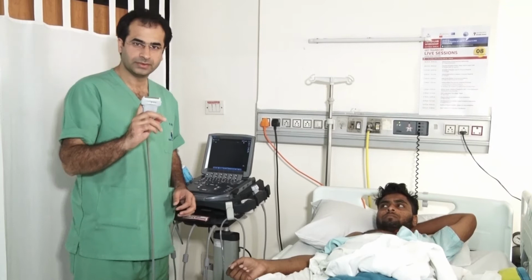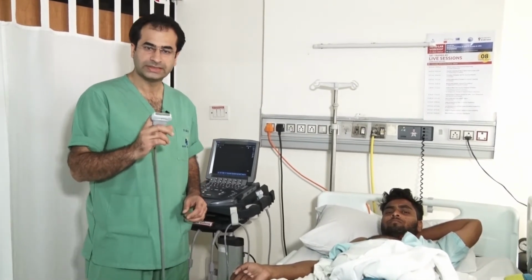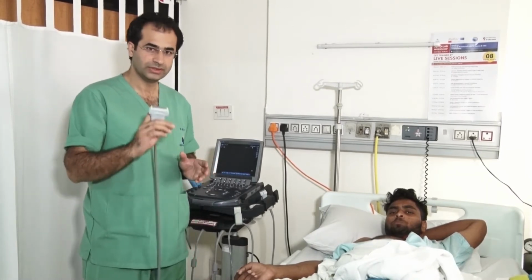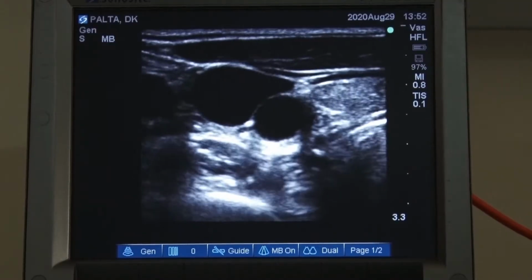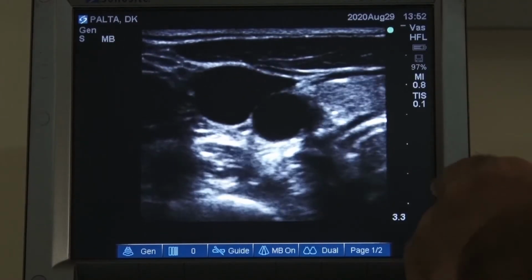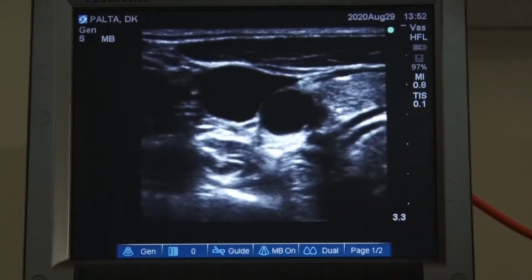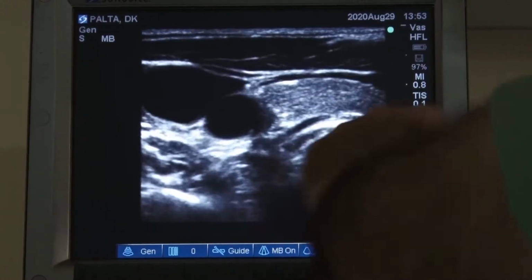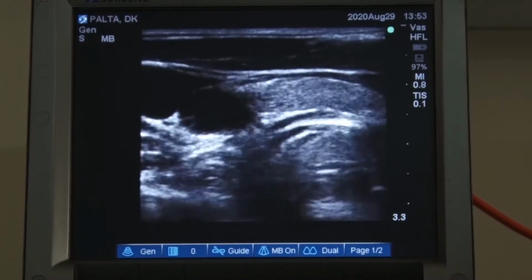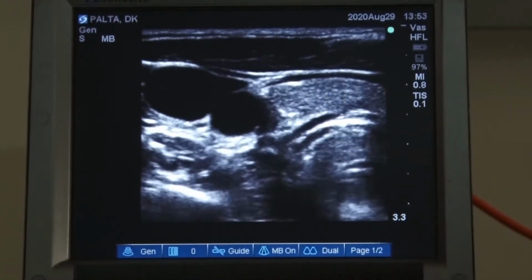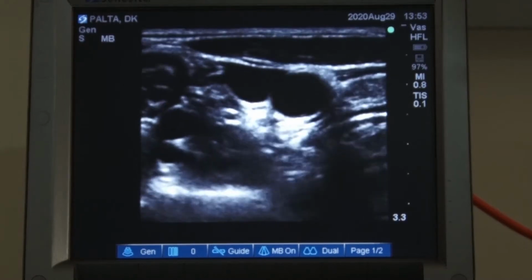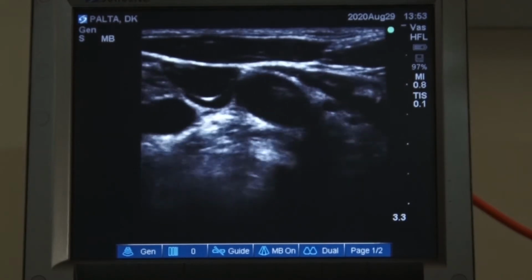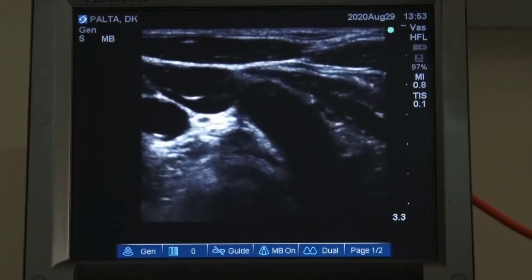Selected the linear probe. Its frequency is 6 to 13 megahertz. A linear probe is used for superficial structures. So we'll see the vessels. My probe is on the side of the neck. I can see the carotid artery pulsating. There's an internal jugular vein, and I can see this tissue. This is the isthmus of the thyroid gland, and these are the cartilage of the trachea. When I go down, I can follow the carotid artery. So see the carotid artery.